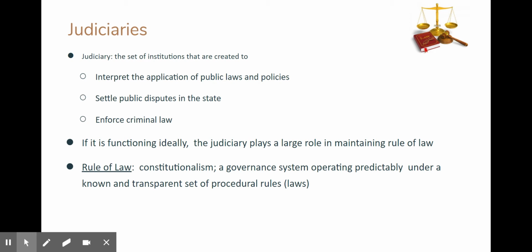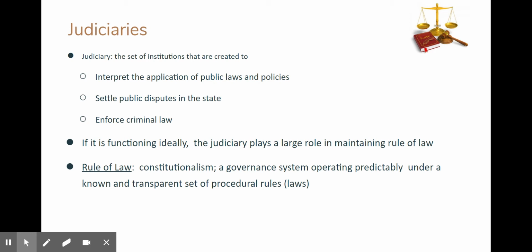The term rule of law essentially describes a governance system in which the system operates relatively predictably under a set of known and transparent rules. Essentially, the rules of the game aren't changed in the middle of the game, and the rules are enforced equally and evenly throughout the entire country.